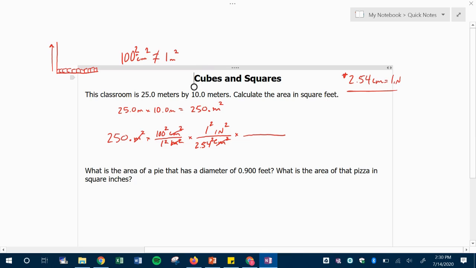There it is. And now let's finish by converting inches back to feet. For every 1 foot, there are 12 inches. And since it's square inches, we square everything. And now this should give us our answer in square feet.